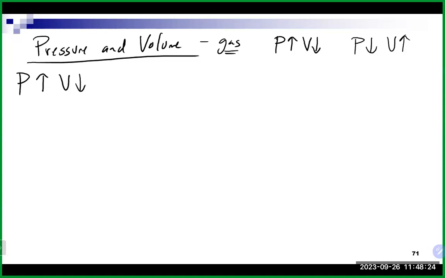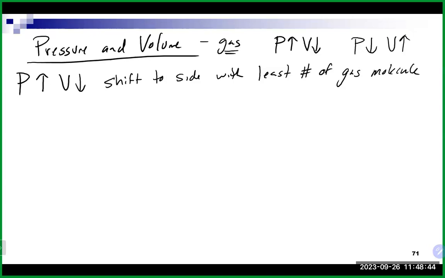So what's going to happen in this case, because the pressure is starting to go up, to counteract it and bring it back down, we're going to shift to the side with the least number of gas molecules. And that obviously is reaction dependent onto which side has the least number of gas molecules. And to figure out how many gas molecules you have in an equation, you just add up the coefficients for anything that's got a G next to it. And that will tell you how many gas molecules there are on either side of the arrow.